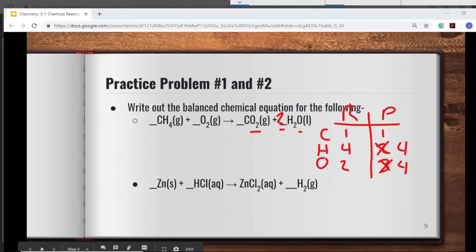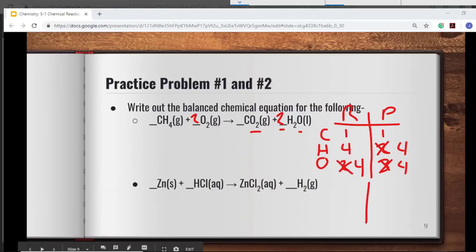If I go back to the right-hand side, I can put a 2 in front of my O2, and what that does is that changes this to 4. So now I have the same number of atoms on the left-hand side and the right-hand side of my chemical equation. And therefore, the equation is completely balanced. Let's look at the one down here at the bottom.